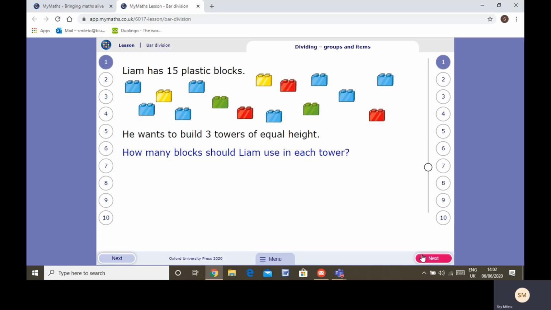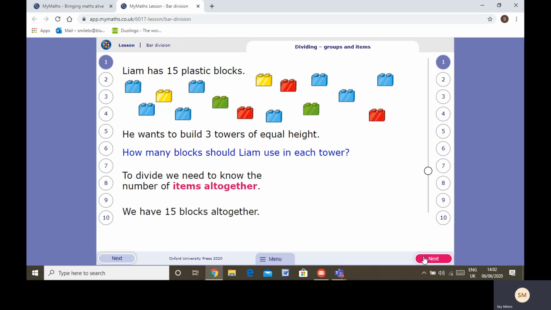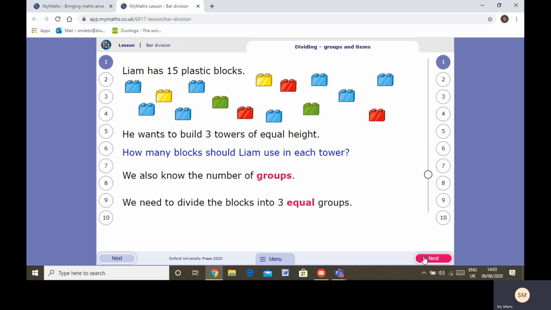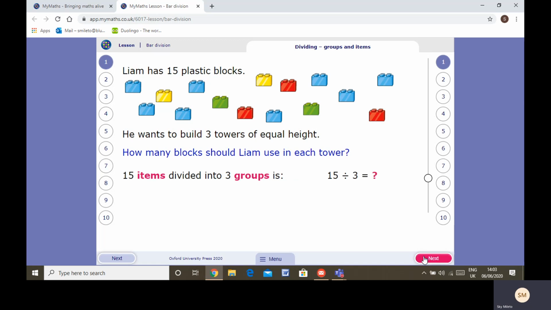Let's try another example. Liam has 15 plastic blocks. He wants to build 3 towers of equal height. Okay? The most important thing is they're equal height, so there must be the same amount of blocks in each tower. So we know we have 15 blocks and we know we want 3 towers. So we're going to be doing 15 divided by 3.